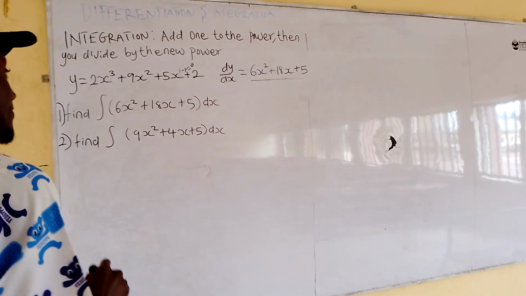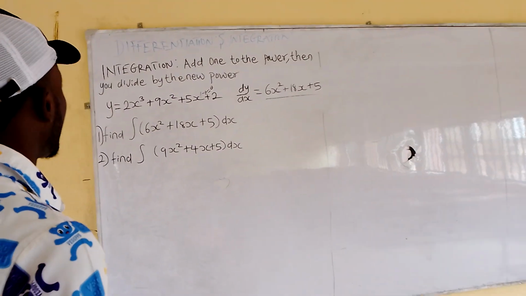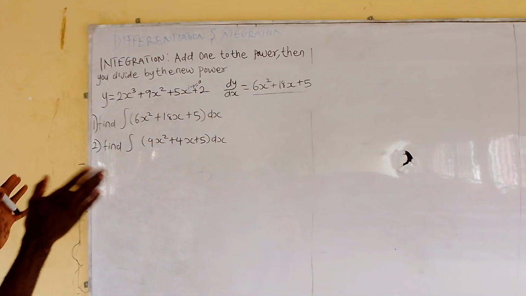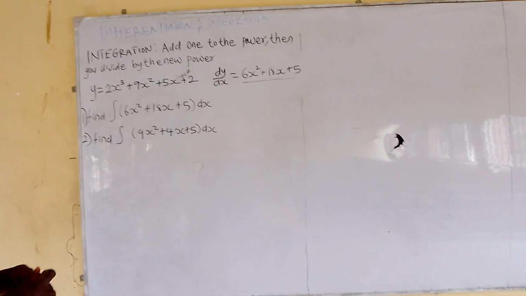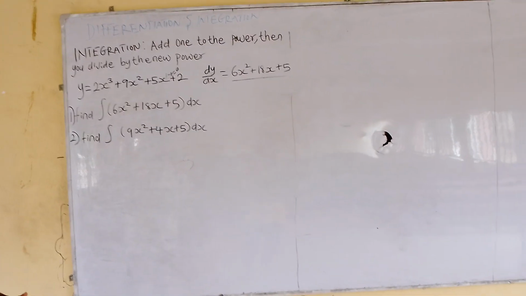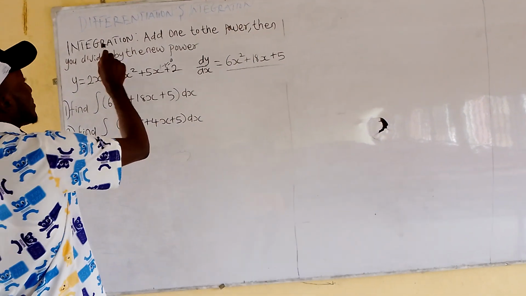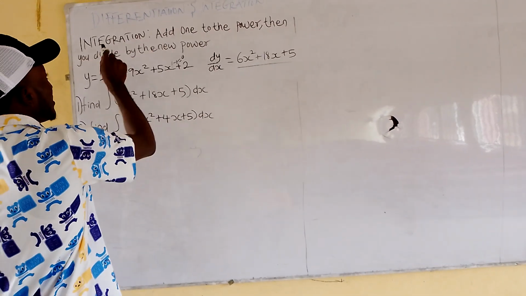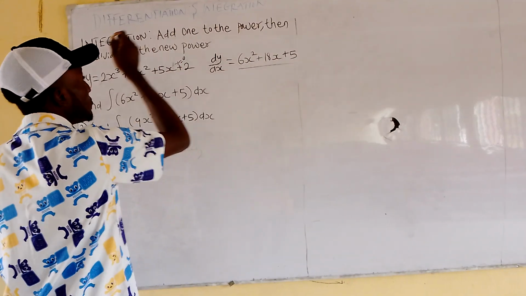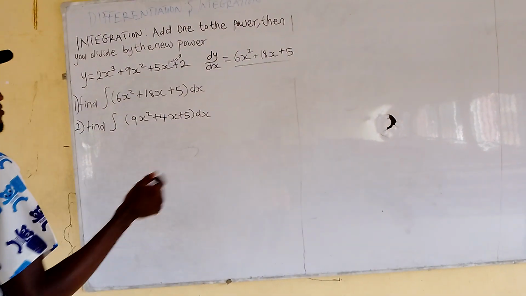So, integration. Integration means the opposite of differentiation. Differentiation says you times and take. After timesing, you take 1 from the power. While integration says that you add 1 to the power and divide by the new power. For example, this is the note I wrote here. Integration: add 1 to the power, then you divide by the new power. Let's look at what that is all about.